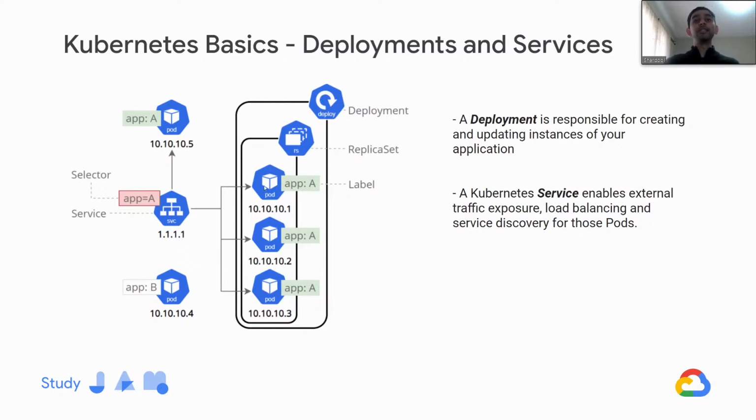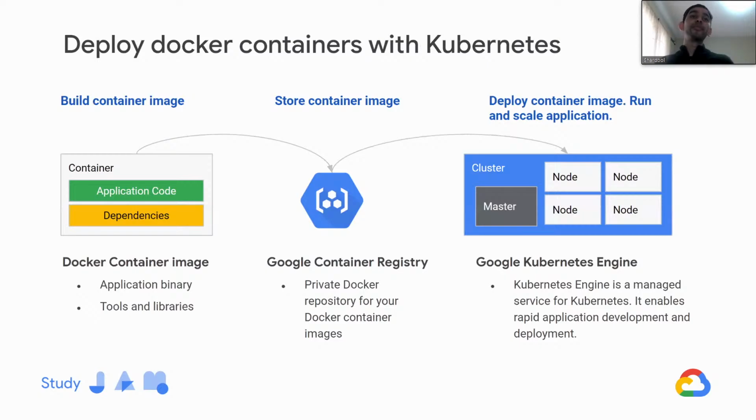So here you can see that this deployment creates 3 pods, and this service distributes the load automatically to these different pods. We're going to talk about load balancing in the next lab, but Kubernetes handles load balancing for us. So it's really great.